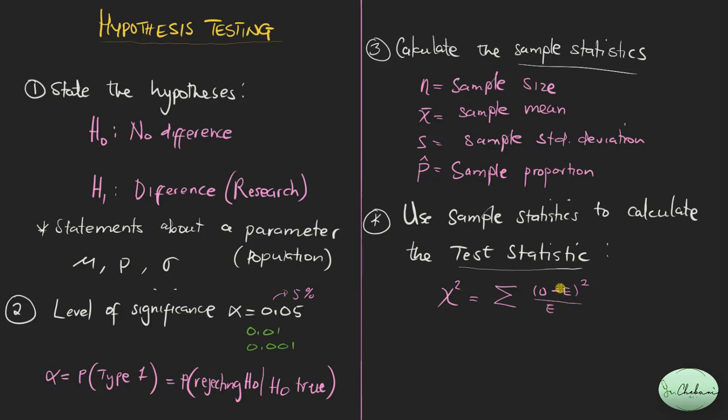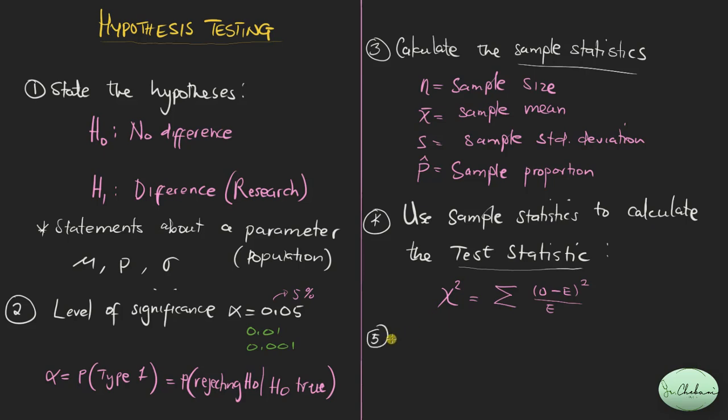If we create that table, we get expected values. And then we take those expected values, we subtract them from the observed value in a cell, we square that, we divide that by the expected value, and then we sum all those cells. After we sum them, that result is the chi-square value, and that is what we call a test statistic.